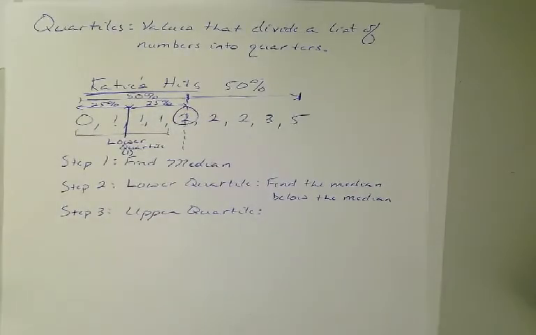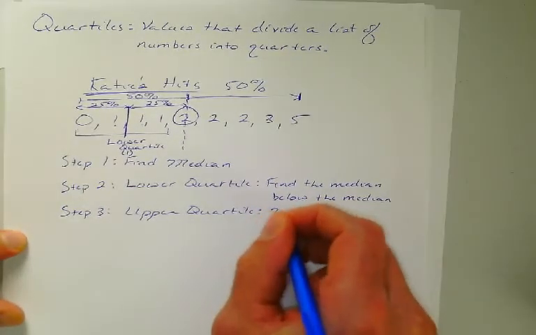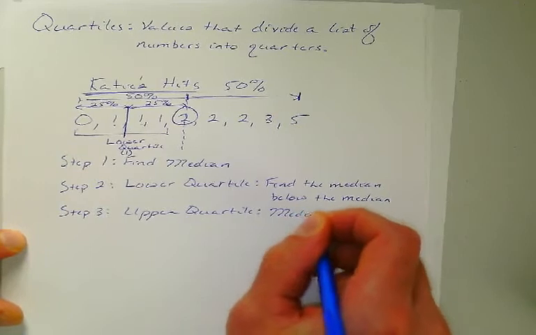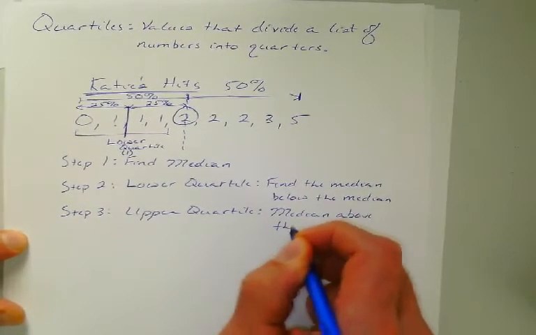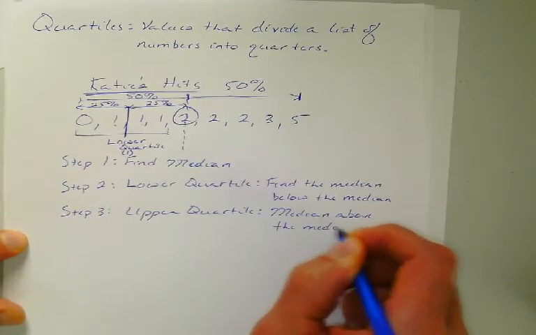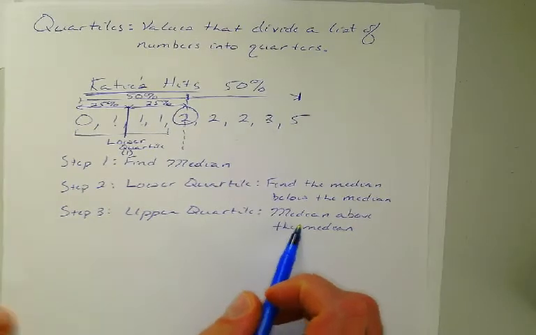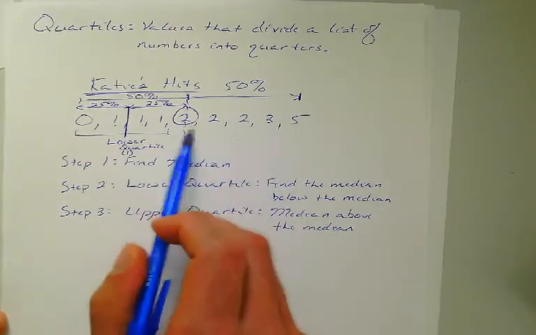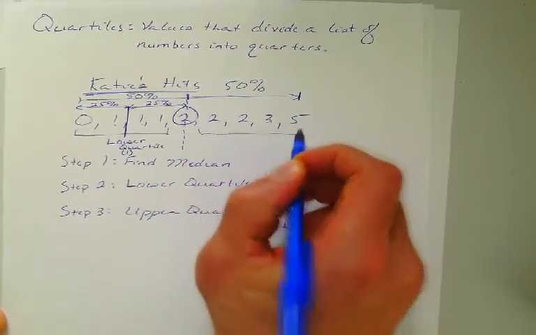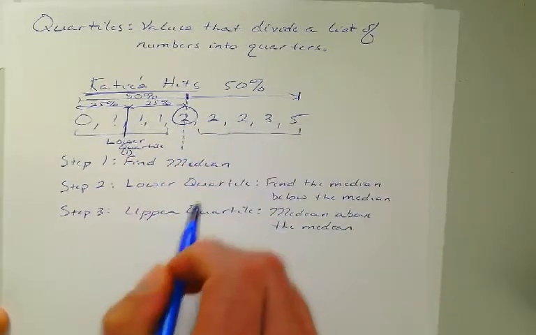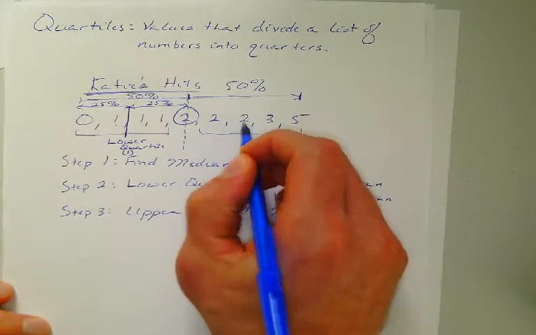It's the same thing as finding the lower quartile, except we are going to find the median above the median. That sounds weird again. What I mean by that is you look at the terms that are above our median. Our middle term is 2, so I'm looking at these 4 terms, 2, 2, 3, and 5, and I need to find the middle of those terms, which happens to fall between 2 and 3.